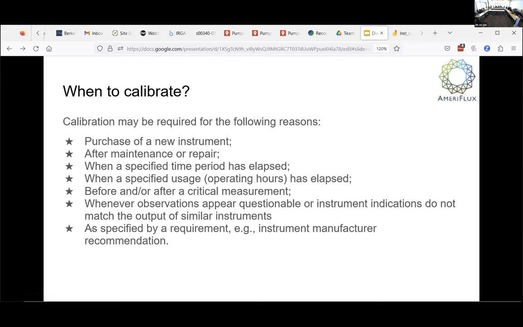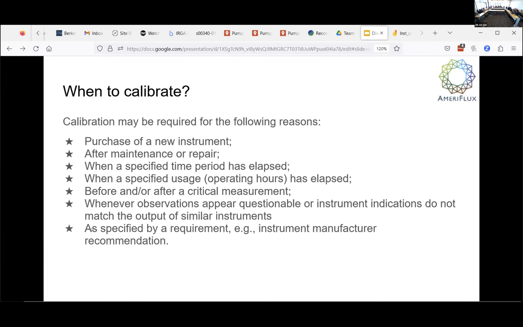And what I add is exactly what you guys wrote, right? I mean, typically you may require a recalibration when you purchase a new instrument, after a maintenance or repair, after a specific amount of time has elapsed, right? If you run a sensor for, I don't know how many hours, and then you have to calibrate it before or after critical measurements. So we talked about growing season, it's probably better to do your calibration before fluxes in the growing season are starting to go gangbusters. When observations appear questionable, that's what we saw also. And then instrument indications that don't match the output of a similar instrument. Like let's say you measure water vapor with your IRGA, and then you have a relative humidity sensor and they widely disagree. Might be an indication of something that needs to be done.